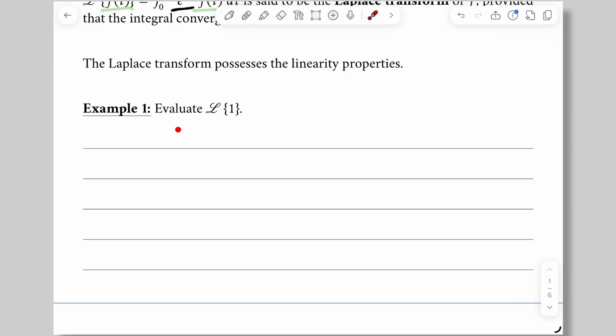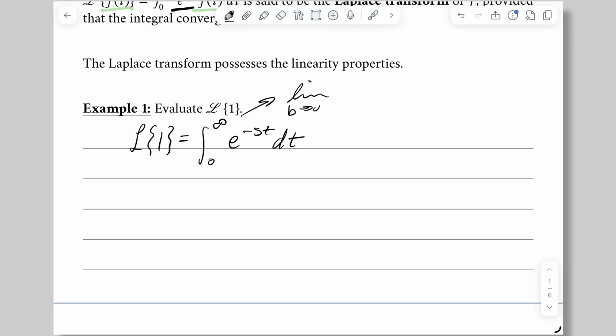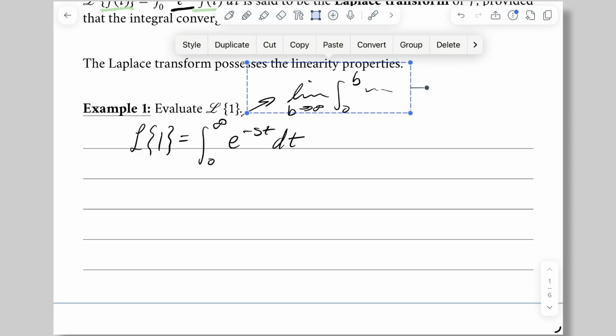We're going to look at the Laplace transform of 1. So now 1 is the function that we're going to put inside the integral. So the Laplace transform of 1 is equal to the integral from 0 to infinity of e to the negative st times 1 dt. Now, ordinarily here, you see things like the limit as maybe b approaches infinity of the integral from 0 to b, and so on. I'm not going to bother with any of that for anything in this chapter.